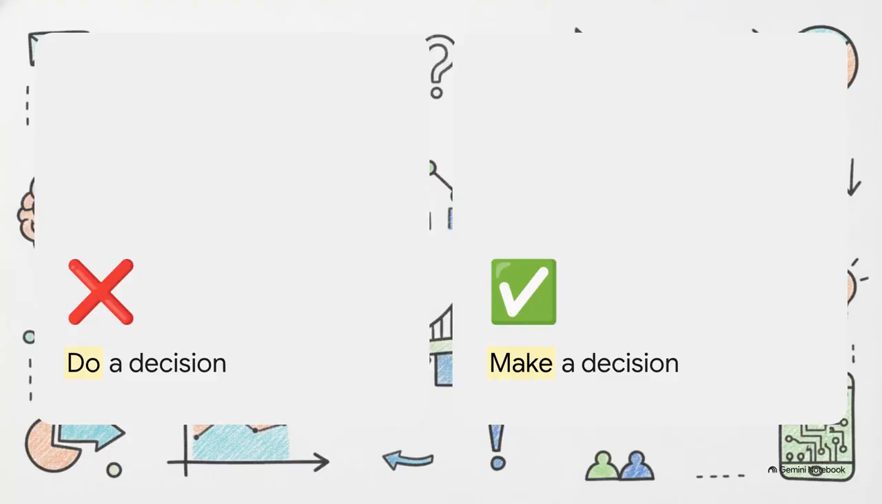Look at this perfect example. On one side, we have do a decision. Now, to a native speaker, this sounds, well, completely unnatural. The puzzle pieces just don't fit. But on the other side, make a decision snaps together perfectly. Faisla karna doesn't translate to do a decision. It's always make a decision. They're practically married in the English language.